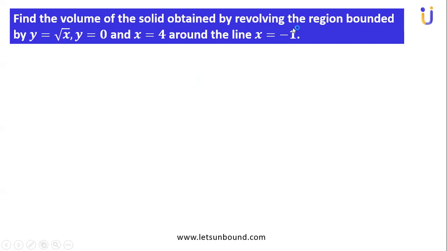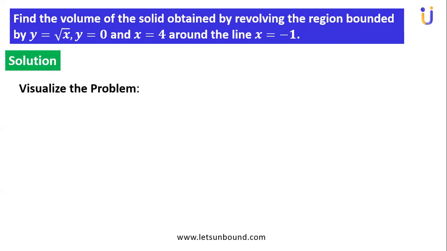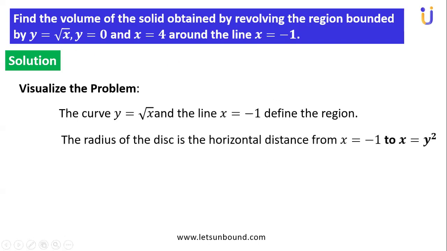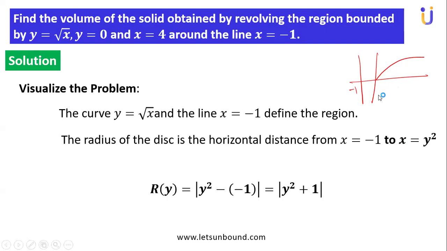Find the volume of the solid obtained by revolving the region bounded by this around the line. So it's a vertical revolution now. Very similar. The only thing you have to concentrate on is adjusting the radius. That's the one extra thing we have here. So the curve is root x and the line is x = minus 1. Define the region. The radius of the disk is the horizontal distance between these two: this is x = minus 1, and this is root x.